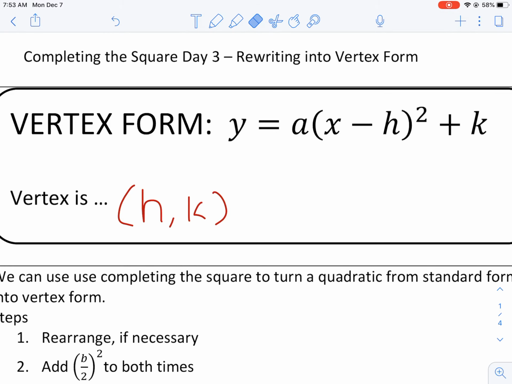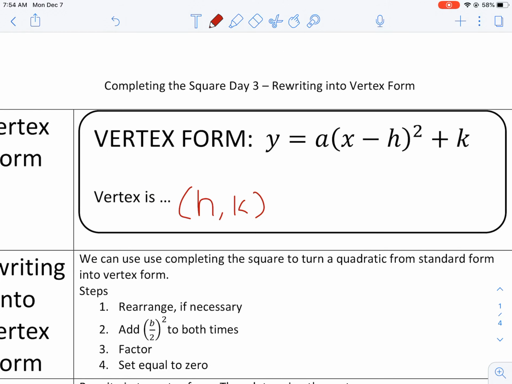So what we're going to do today, just to get some more practice with completing the square and some warm up for graphing vertex form, is we're actually going to rearrange from standard form into vertex form and then get the vertex. Because remember, when you're graphing, the vertex is the most important part.